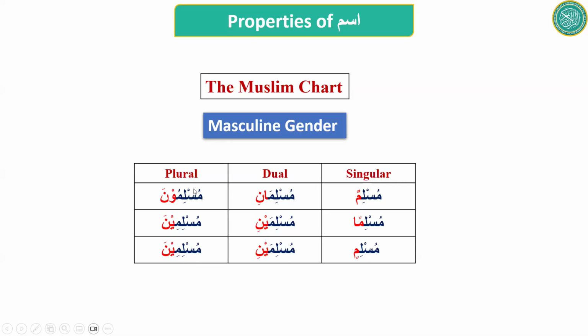So when I say plural for an Arabic word, it means more than 2. 2 is not included in plural. That is the difference between English and Arabic. For duals, they have separate words. So Muslimun, Musliman, Muslimin, Muslimani, Muslimaini, Muslimaini, Muslimuna, Muslimina, Muslimina. This is the Muslim chart for masculine gender.